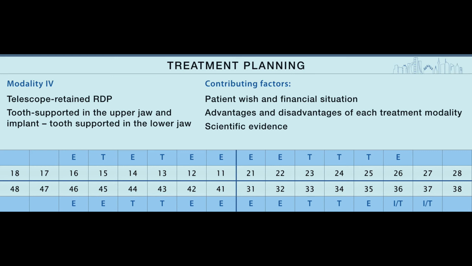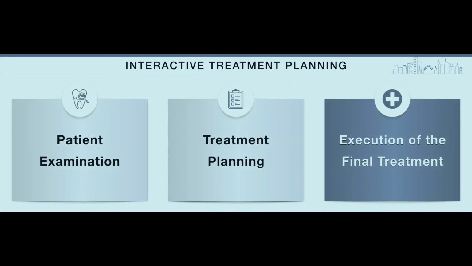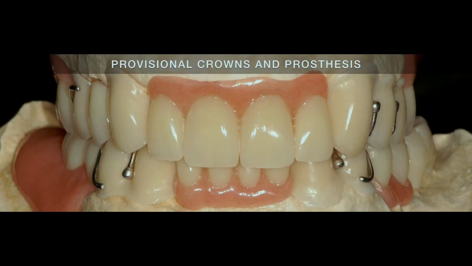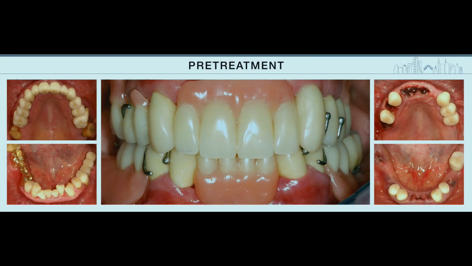Advantages and disadvantages of each treatment modality, as well as the scientific evidence. So we went for the following, and I'll go a little bit quicker. I'm not going to go through it all. The first thing after the hygiene phase, we do a wax-up and a diagnostic setup. And of course, we fabricate provisional crowns and prostheses, the interims. And these will be delivered to the patient at the same time as tooth extraction in order to maintain the masticatory function or even to improve it, because we got rid of these very mobile teeth.